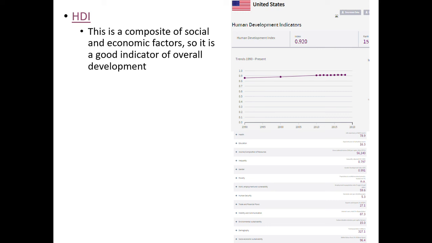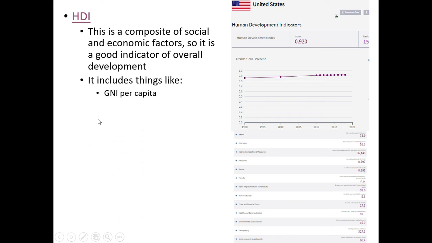So far I gave you some economic measures of development, some social measures of development. This one takes social and economic measures. So if you want a decent idea of how a country is overall, not just economically, not just socially, you can look at the HDI. It includes things like health, education, income, inequality, gender, poverty, work, human security, trade and financial flows, mobility and communication, environmental sustainability, demography, socioeconomic sustainability. All of that stuff gets combined.